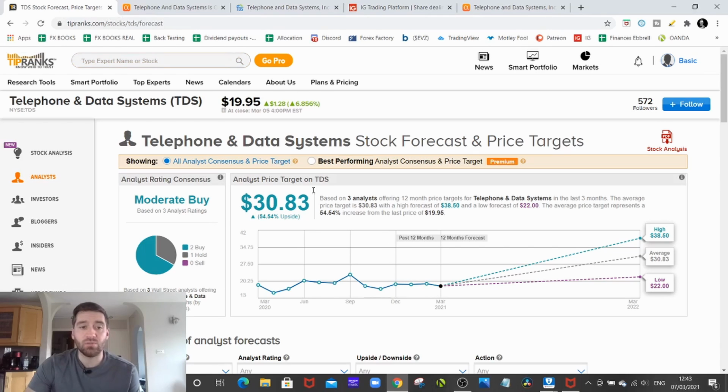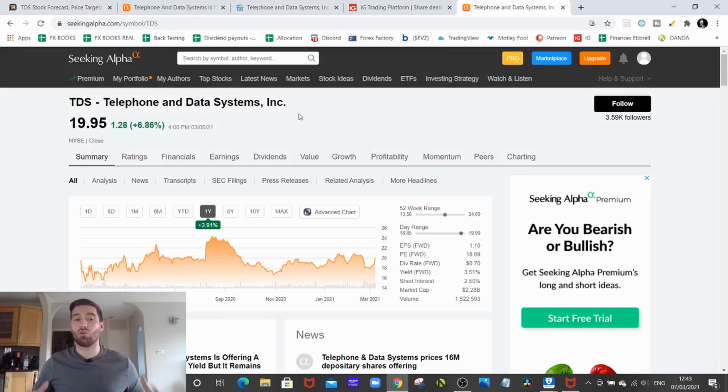So not only have we got some fantastic upside on this stock with a moderate buy, two analysts giving it a buy and potentially a 54.5% upside, potentially more, potentially less, always a risk, we've also got the dividend side, as it's a dividend stock as well as a growth stock. So we've got kind of the best of both worlds here. Let's go for the basics. We've got a 2.28 billion market cap. We've got a forward yield of 3.51, which is a pretty reasonable yield. We've got a PE ratio of 18.09, which isn't too bad at all.